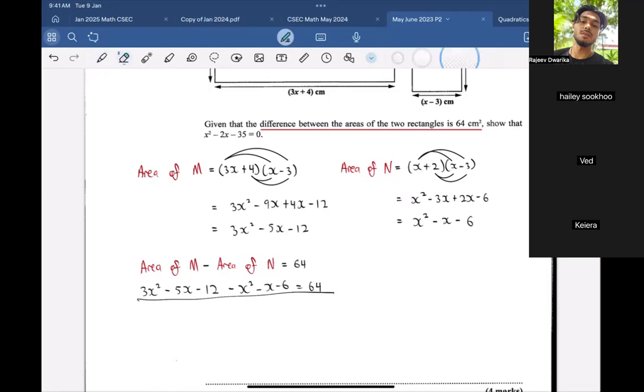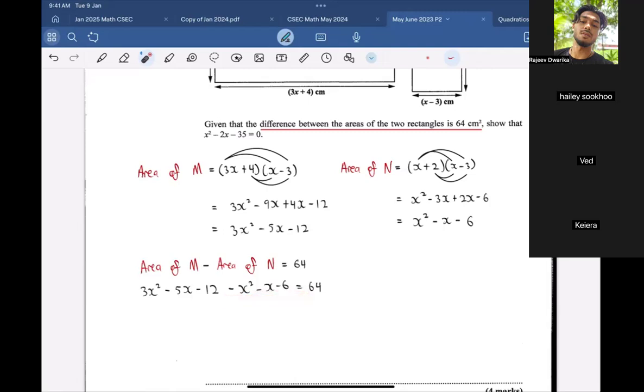You see negative area of N, so you thought that was just negative x squared minus x minus 6. That's what you think. No, because I thought M looks bigger than N. Oh no, that had nothing to do with the problem. The problem is this part is wrong.